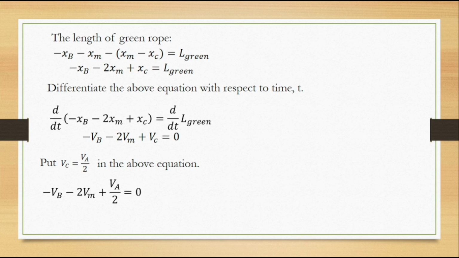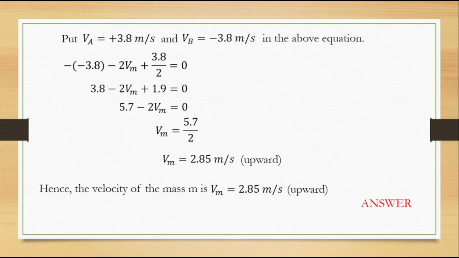Similarly, add the length of green rope. By considering sign conventions, you have to add the length of green rope and equate it to L green. Differentiate the above equation with respect to time t. Now put VC is equal to VA divided by 2 in the above equation. You will get the equation below. Further, you have to put VA is equal to 3.8 meter per second and VB is equal to minus 3.8 meter per second in the above equation because we have to follow the sign convention.